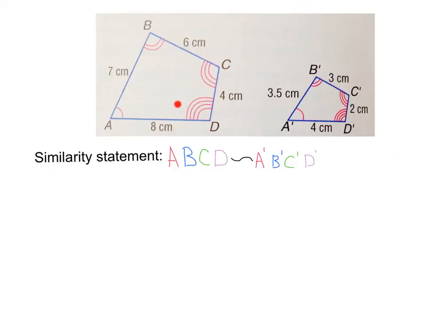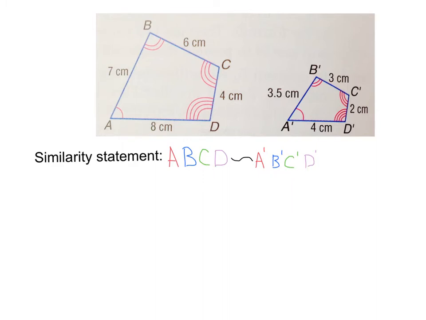Here's an example of two similar shapes. The similarity statement here would be ABCD is similar to A prime, B prime, C prime, D prime. These lines on top just mean prime. It's just another type of variable. So we can see A is congruent to A prime, B has two congruent lines, B prime has two congruent lines, etc., etc. That's why we matched all those up in the similarity statement.